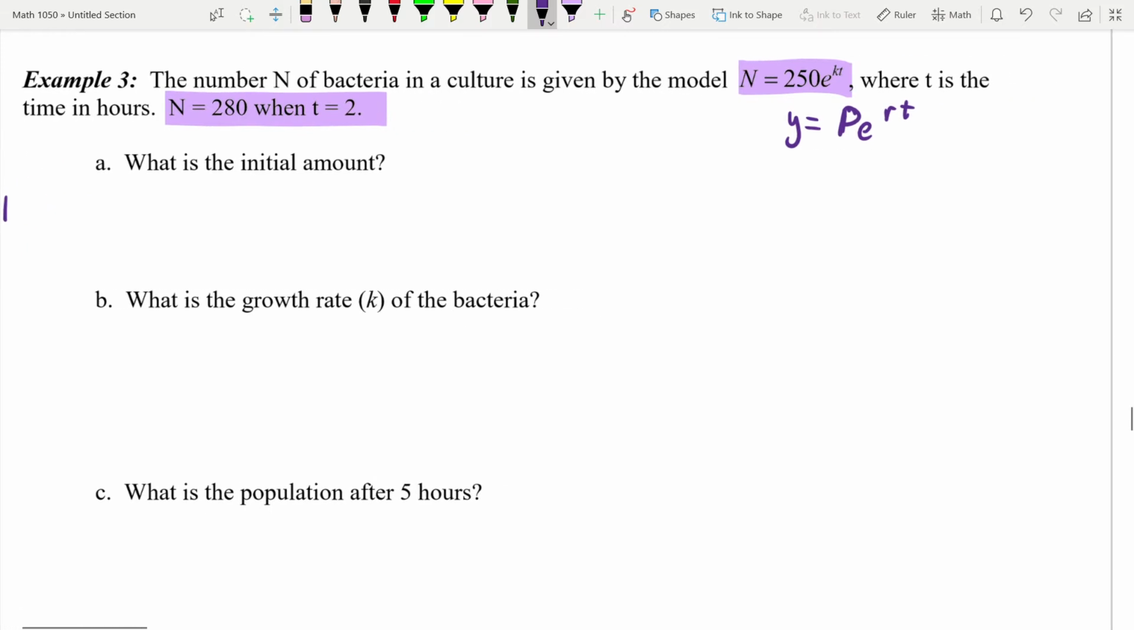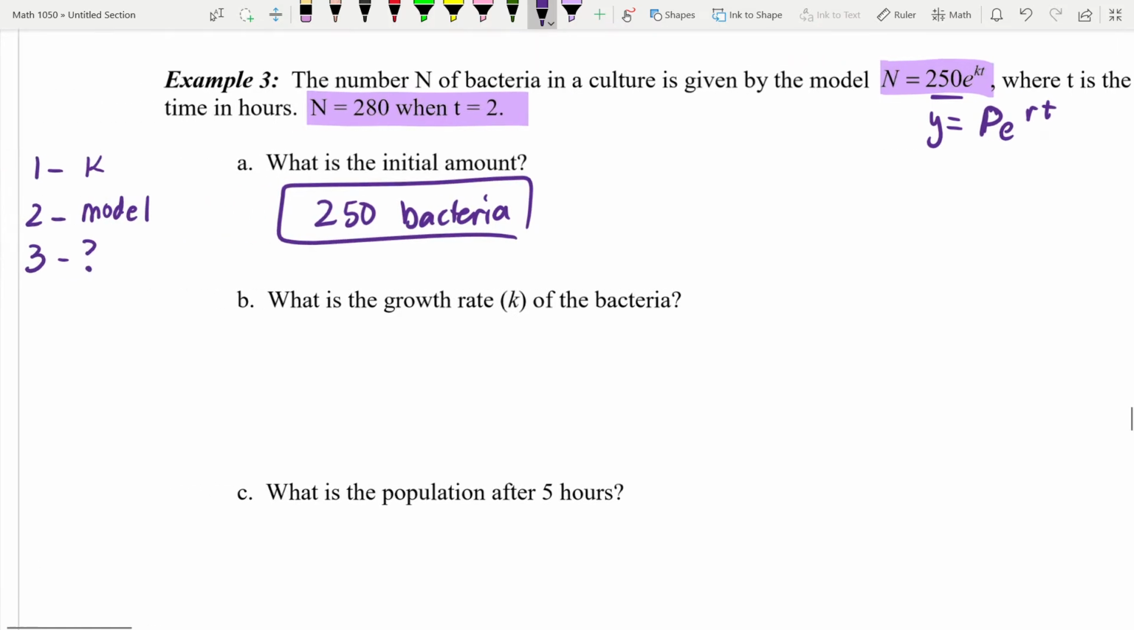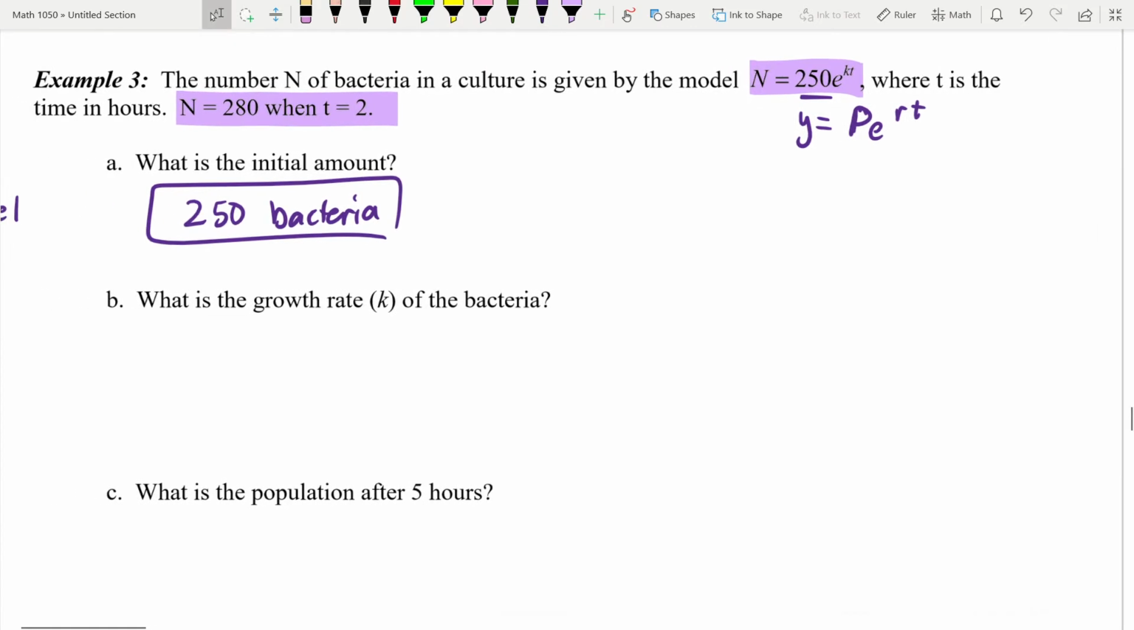Okay, so question A is easy. The initial amount is right there. I can see it. So the answer is 250 bacteria. Okay, question B, what is the value of K? Well, that's my first step, is to find the K. You guys, can anybody in this room tell me if K is going to be positive or negative? Can anybody tell me? It's going to be positive.